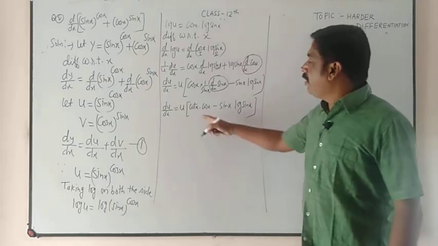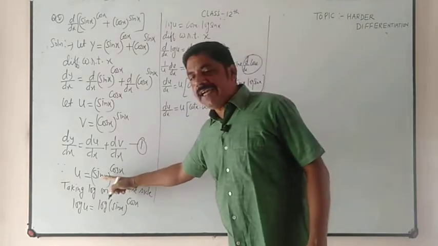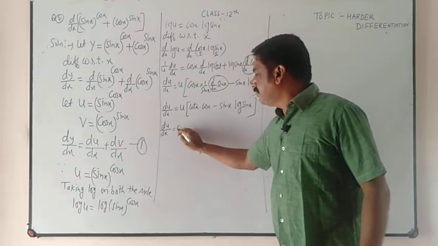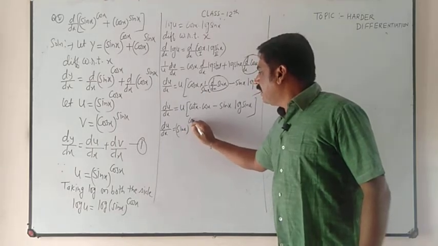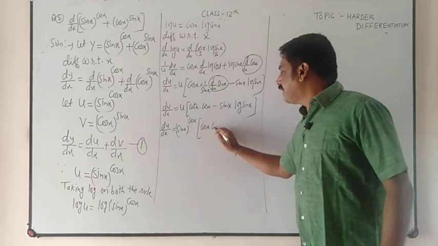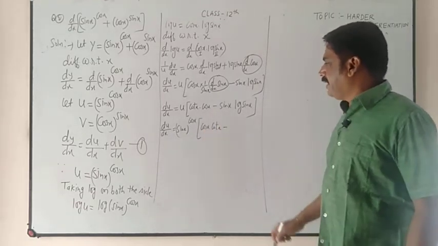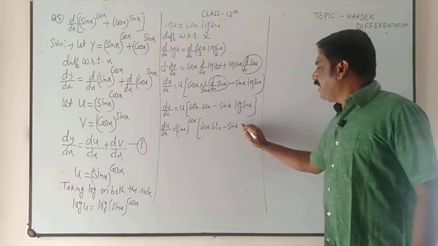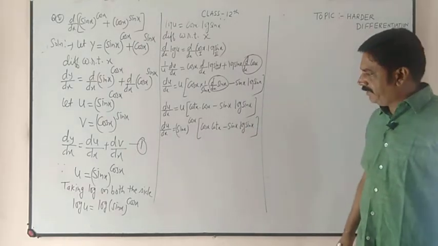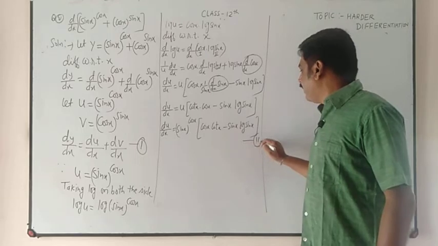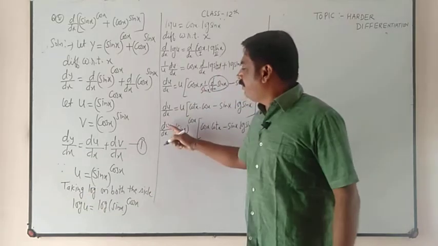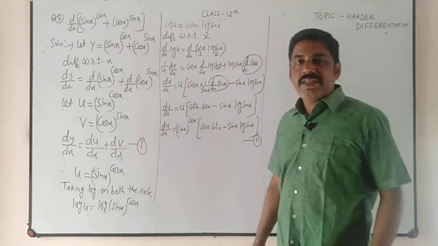Now put the value of u. U is equal to sin x raised to cos x. So du upon dx is equal to sin x raised to cos x in bracket cos x into cot x minus sin x into log of sin x. Clear? So this is equation number 2, right? So with the help of u we found du upon dx.